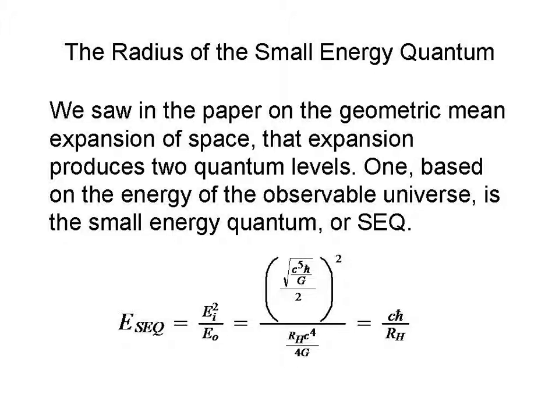We saw or argued in the paper on the geometric mean expansion of space that expansion produces two quantum levels. One of them, based on the energy of the observable universe, is the small energy quantum, or SEQ. We'll show it in equation form here, E sub SEQ. We calculate that by taking the square of the initial energy, which is the Planck energy divided by 2, and dividing it by the energy of the observable universe. And we get c times h bar divided by R sub h.